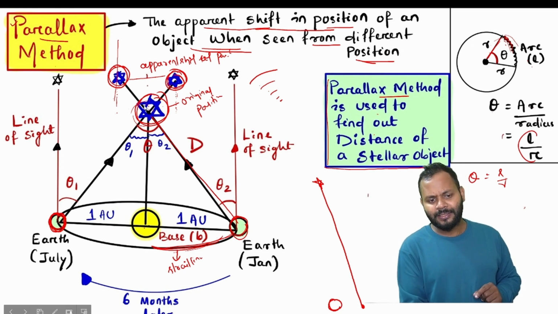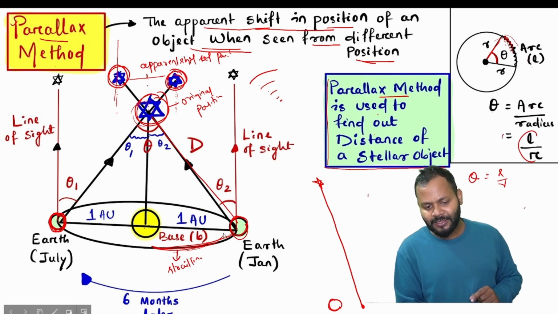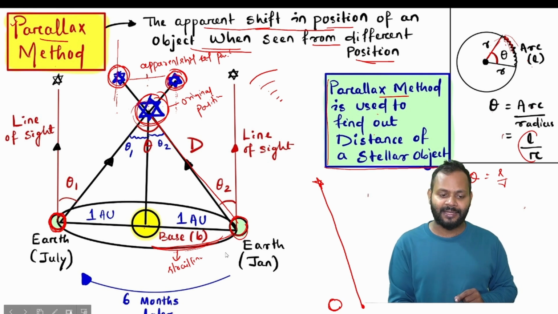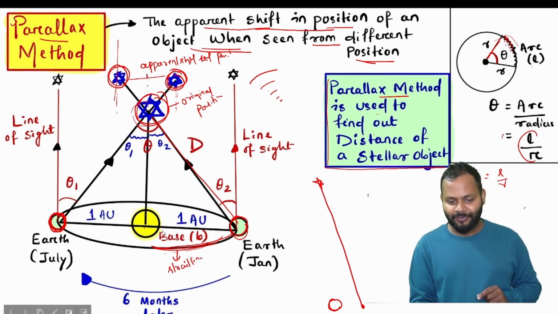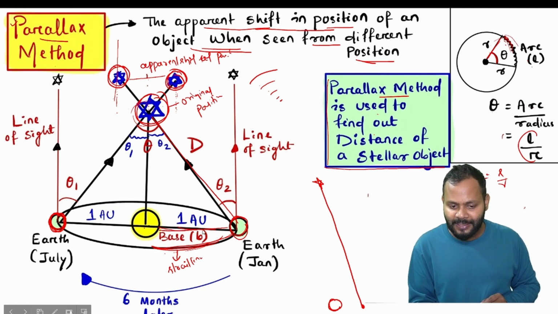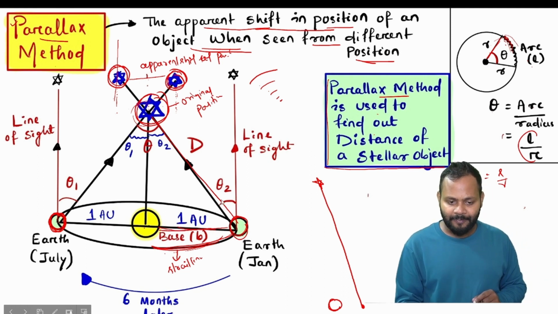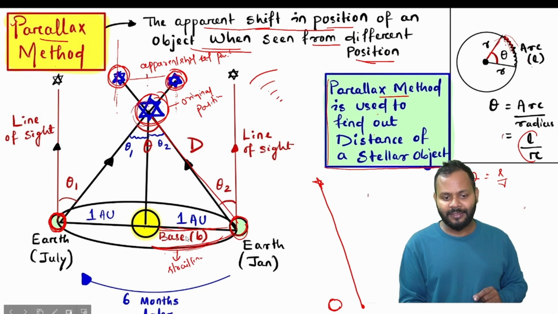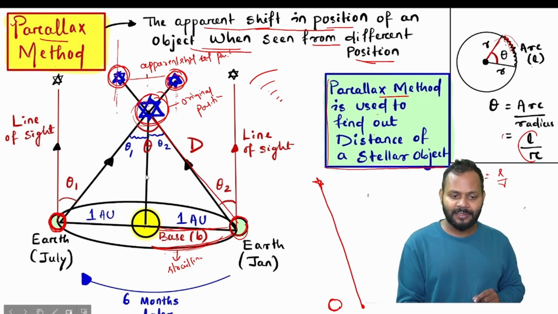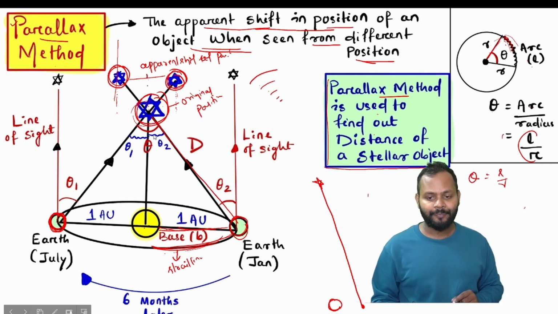If the object's distance is far, we can say there is not a proper curve or arc, rather it looks like a straight line. That is the reason we are considering the base B as a straight line. This is B, this is the D, this is the D, and this is B. B is the base, D is the distance, and this is theta, right?